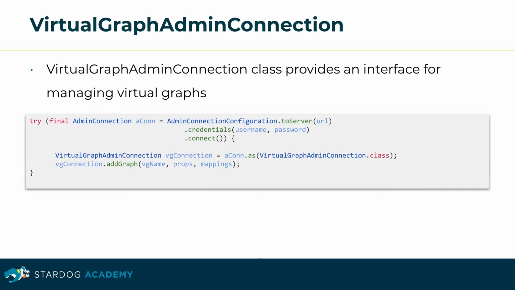The Stardog Java API does use a casting concept to move to other areas of the API. This is present in both the admin side and the application side. And this is done using the as method, which then references the class that you want to cast to. So in this example, we're going to downcast into the VirtualGraphAdminConnection, which gives us access to a few additional methods that are specific to it, such as adding a virtual graph, where you would pass in a virtual graph name, properties, and the virtual graph mapping.